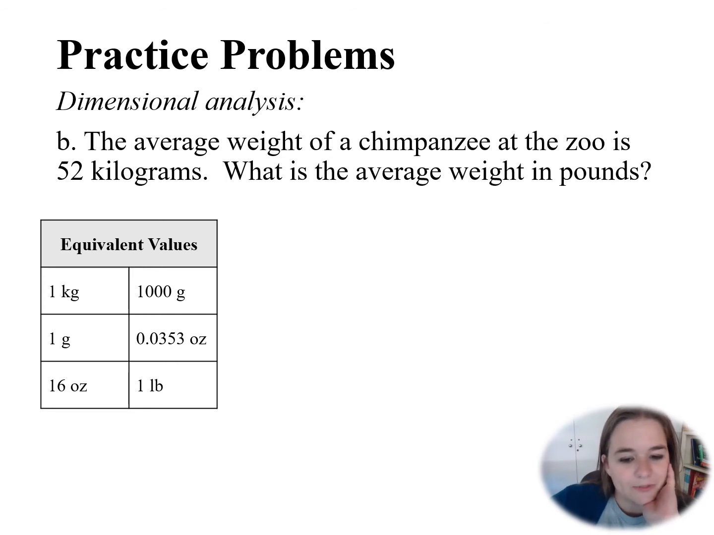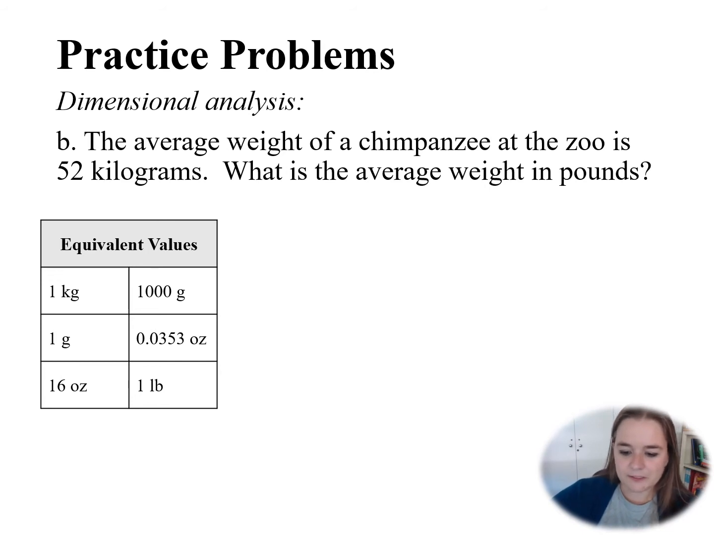So now let's practice with some dimensional analysis. In this one here, I want to calculate the average weight of a chimpanzee in pounds if I know that they have an average weight of 52 kilograms. I know there's many ways to address this problem here, but we're going to practice with dimensional analysis. So what that means is I want to work through my units and conversions so that everything cancels out.